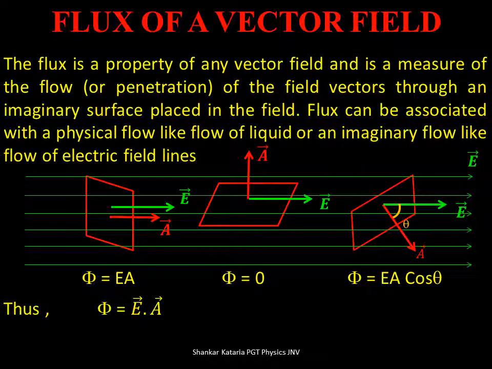In the second case, theta becomes 90 degrees. Therefore, phi, which is EA cos theta, would be EA cos 90 degrees, and it would become 0 because cos 90 is 0. For any other orientation, phi would be written as EA cos theta, and theta will be the angle between the area vector and the electric field. Hence, mathematically, electric flux is defined as the dot product of the field vector and the area vector.